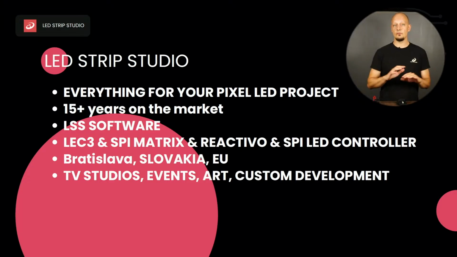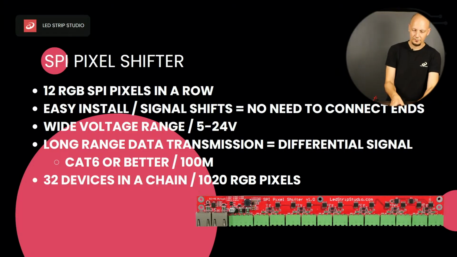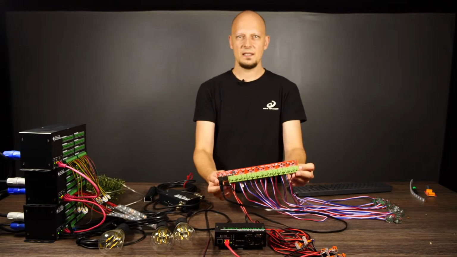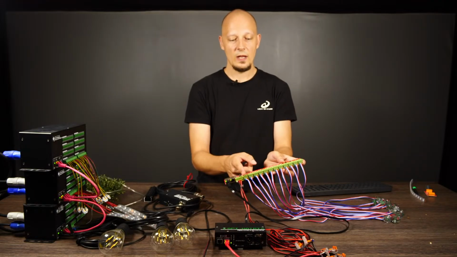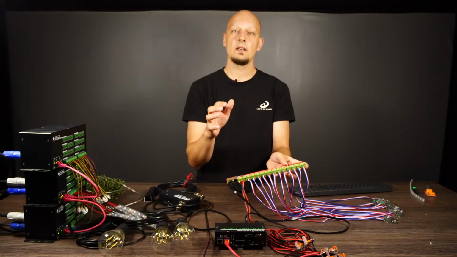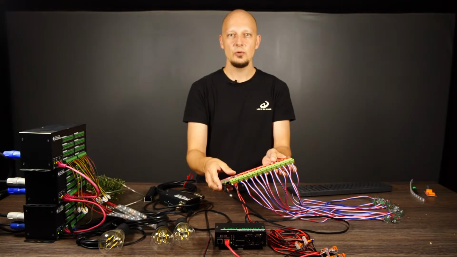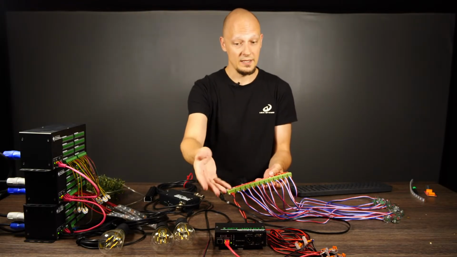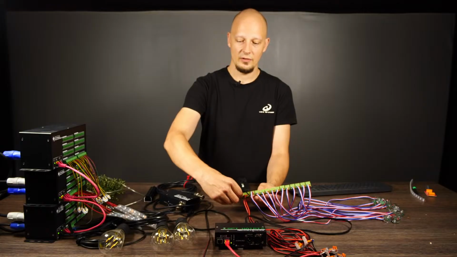So if we have this behind us, we can go straight into the first gadget or first accessory that I want to talk about, and that is the SPI shifter, SPI pixel shifter. I can show you how it looks. It's this PCB. As you can see, it's pretty long. It has 12 outputs, and you can use it within a 5 to 24 volt range. As the name suggests, you can send the signal from, for example, your SPI Matrix into your pixel shifter. We are using standard Cat6 or Cat5 cable for data transmission.